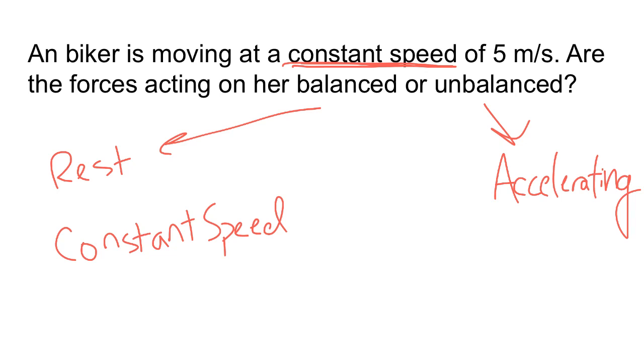And so in this case, since this biker is moving at a constant speed, the forces acting on this biker would be balanced. If they were starting to pedal, right, and transmit more force to the bike, and the forces became unbalanced, now they would start to accelerate. But since they're at a constant speed, these forces are balanced.